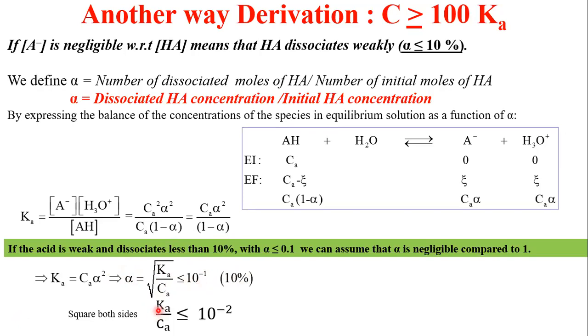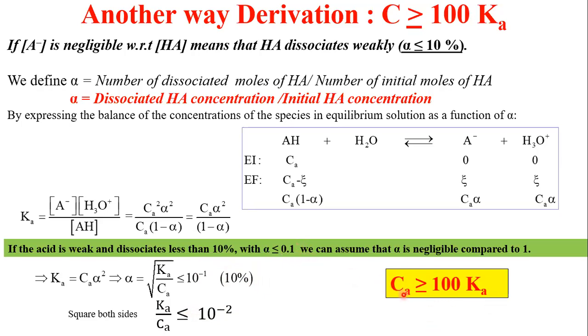Solve, you get square both sides. Ka divided by Ca is less than 10 to the minus 2. And if you rearrange that, you get that the concentration of the acid has to be greater than 100 Ka, such that the percent ionization is less than 10%, or that alpha is less than 0.1. That's all you really need, guys.